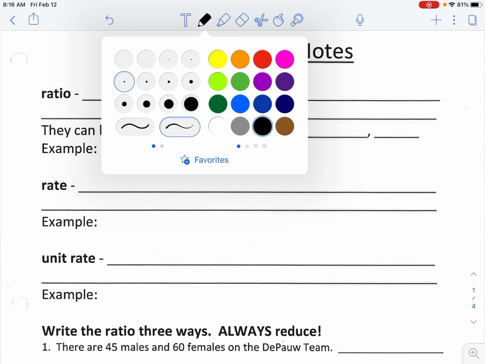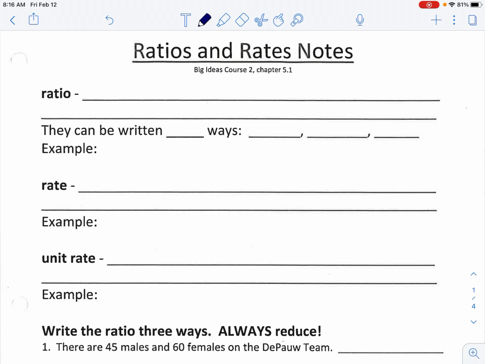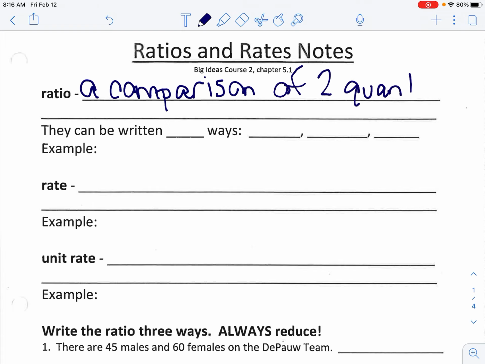So a ratio is a comparison. Make sure you're copying down in your notes as you're watching the video. A comparison of two quantities. A quantity is an amount or a number. A comparison of two quantities using division.